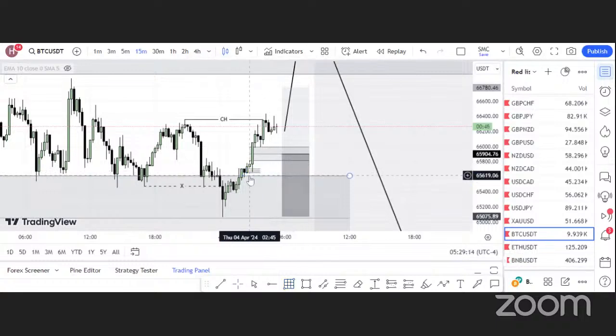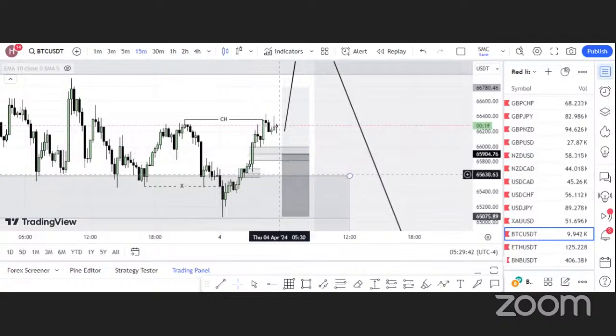So now when the market came back to the zone, what happened? You see, it made a retest. It made a retest before creating this large bullish candle. So this is a valid retest here, and that is how we got this massive bullish candle.